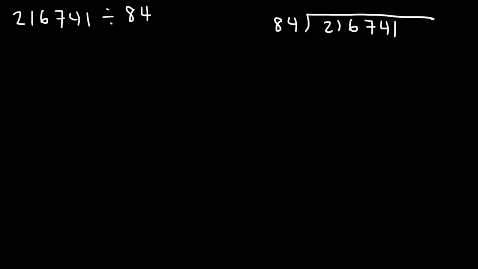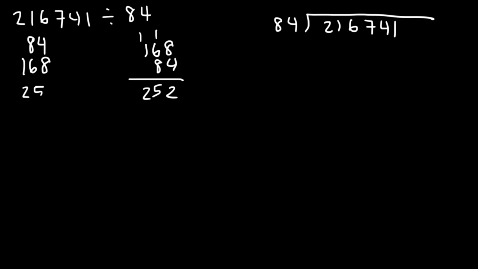So 84 doesn't go into 21. How many times does 84 go into 216? Well, before we figure that out, let's make a list. 84 plus 84 is 168. And 168 plus 84: 8 plus 4 is 12, carry over the 1. 8 and 6 is 14 plus 1, that's 15. So this is going to be 252.